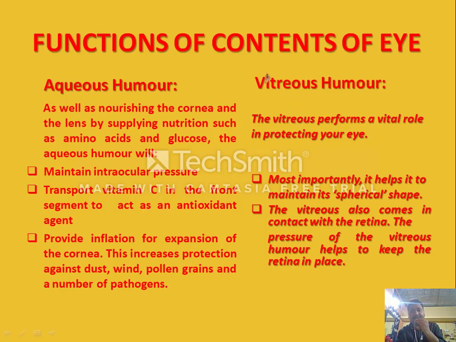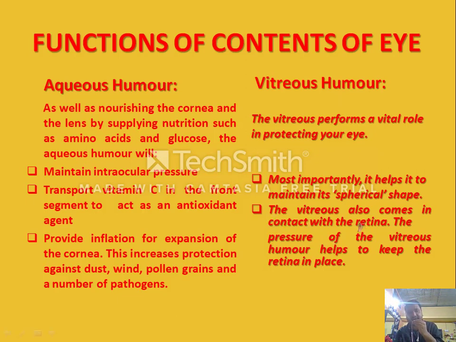So then we will study vitreous humor, the function of vitreous humor. The vitreous performs a vital role in protecting your eye. So first, most importantly, it helps to maintain its spherical shape. So the spherical shape of the eyeball is due to the vitreous humor. So it maintains that.